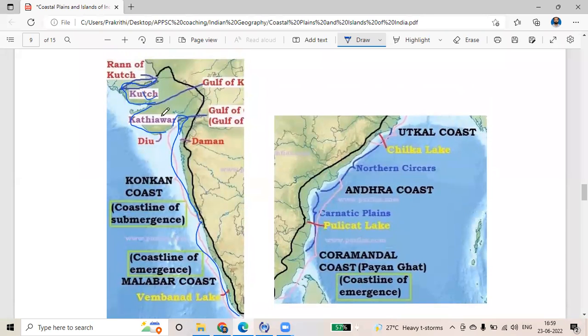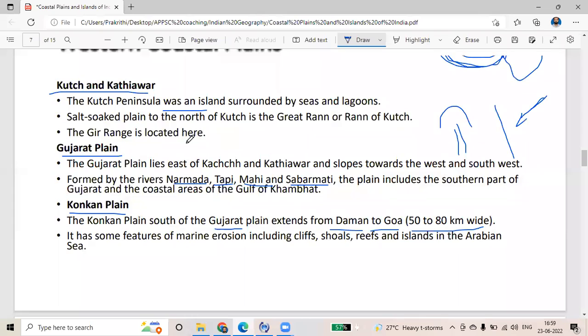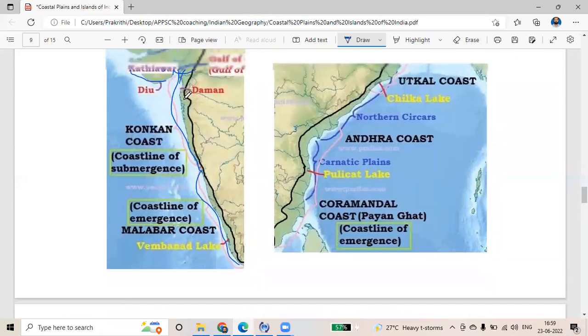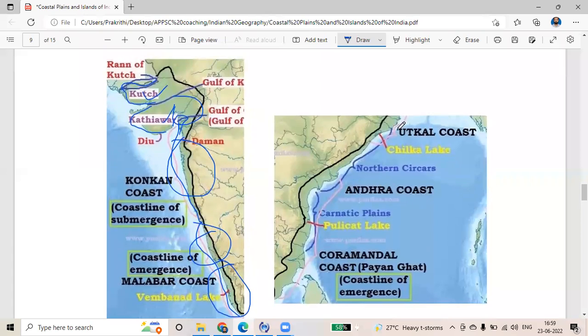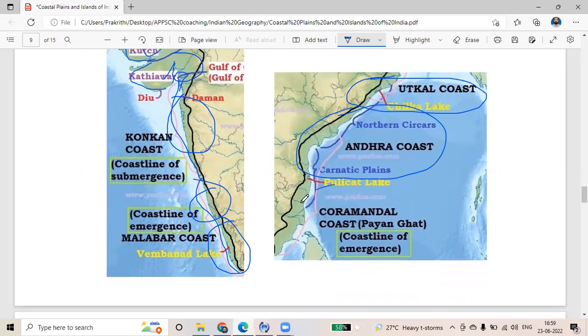We can see the Kutch and Kathiawar plain. Then we have the Gujarat plain here. After the Gujarat plain we have the Konkan plain, from here to here. Then we have the Karnataka plain here. Then we have the Malabar plain here. In the Odisha region, we have the Utkal coast or Utkal plain. Then we have the Andhra plain here. Then we have the Coromandel or the Tamil Nadu plain here.